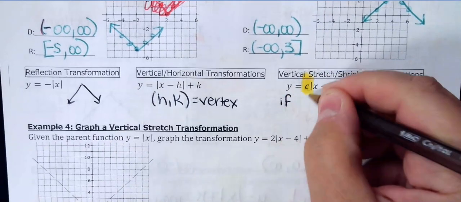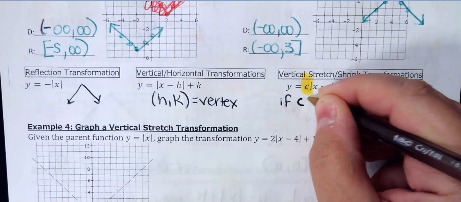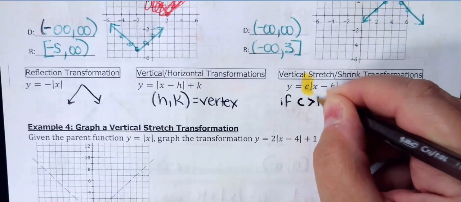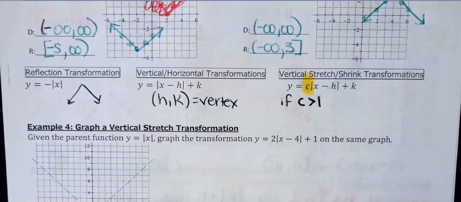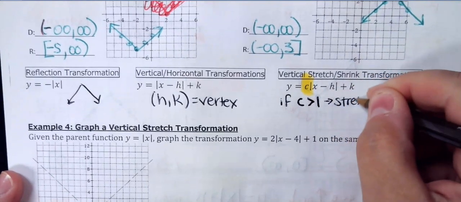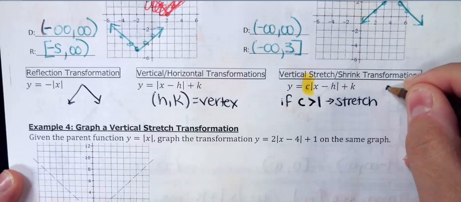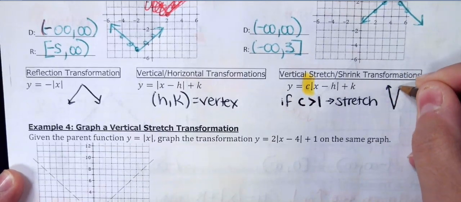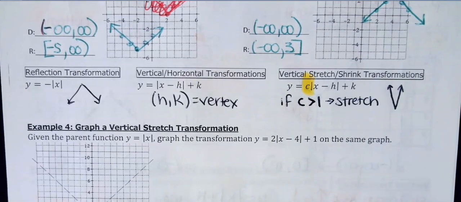If that value, I'm going to use C to represent that here. If C is a number that's bigger than 1, so like 2, 3, 4, 5, something like that, what that's going to do is it's going to make the V shape more narrow. This is going to be called a stretch. It's a vertical stretch. So I'm just going to try and draw a more narrow V. The bigger that number is, the more narrow the V shape would be.